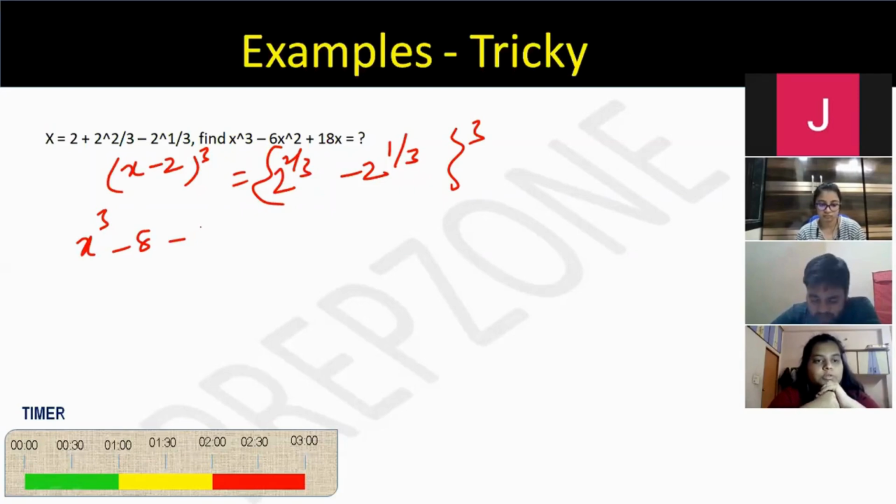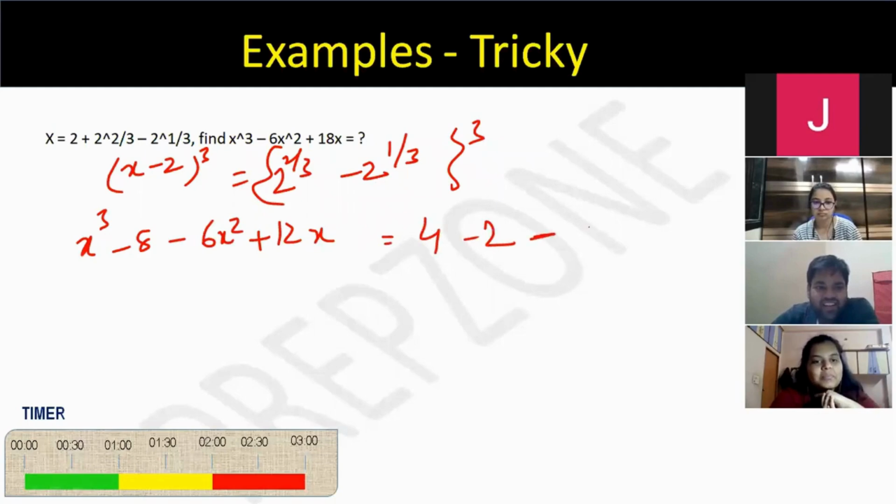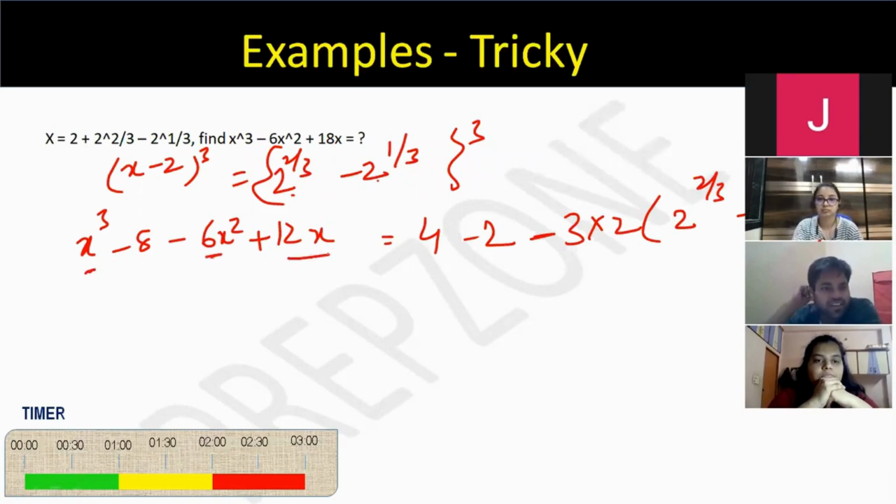Minus 6x square and plus 8. Oh, plus 12x. So it should be equal to what? 2. Now it's again 2 to the power 2, 4. Okay, 4. A cube minus B cube, B cube is minus 2, minus 3AB. A into B is 2 to the power 1, which is 2, which is 3 into 2, 6, into A minus B. A minus B is 2 to the power 2 by 3 minus 2 to the power 1 by 3. Okay, you need to calculate this minus this, but then you need a plus 18x factor here.